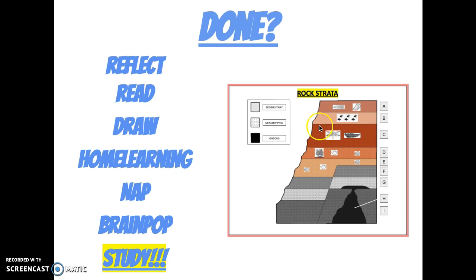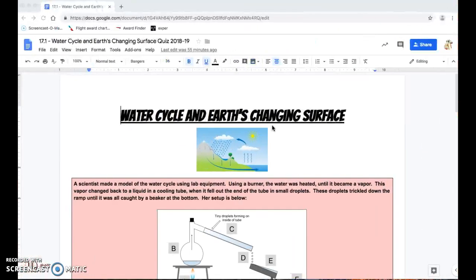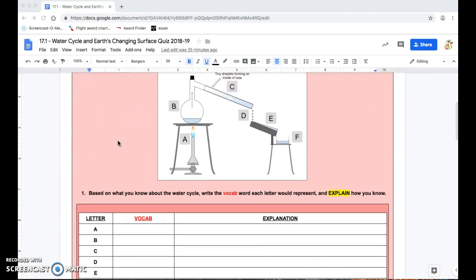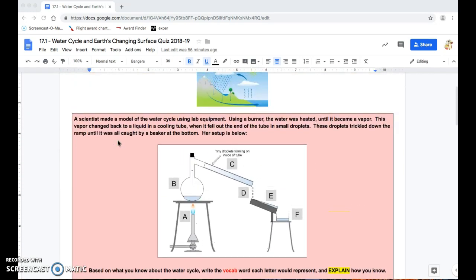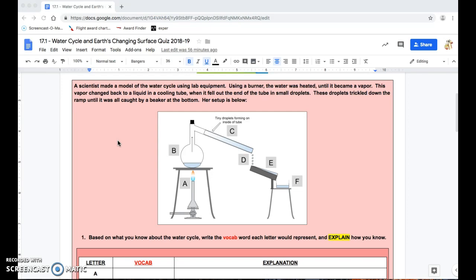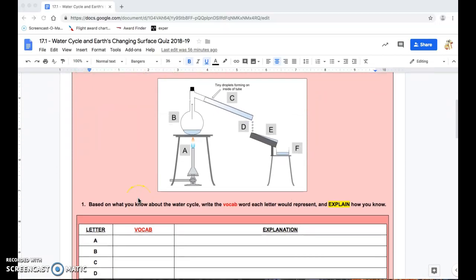Now, the quiz itself that we're taking right now for the water cycle quiz looks something like this. There are 2 questions. One is with the water cycle and the second one is with Earth's changing surfaces. The first question asks: a scientist made a model of the water cycle using lab equipment, using a burner. The water was heated until it became a vapor, and the vapor changed back into a liquid in a cooling tube. When it fell out of the end of the tube in small droplets, these droplets trickled down the ramp until it was all caught by a beaker at the bottom. Her setup is this below. It is a drawing, so if you double click on this image, you can zoom in if you can't quite see what's going on. And there are a couple things that you have to do for this question.